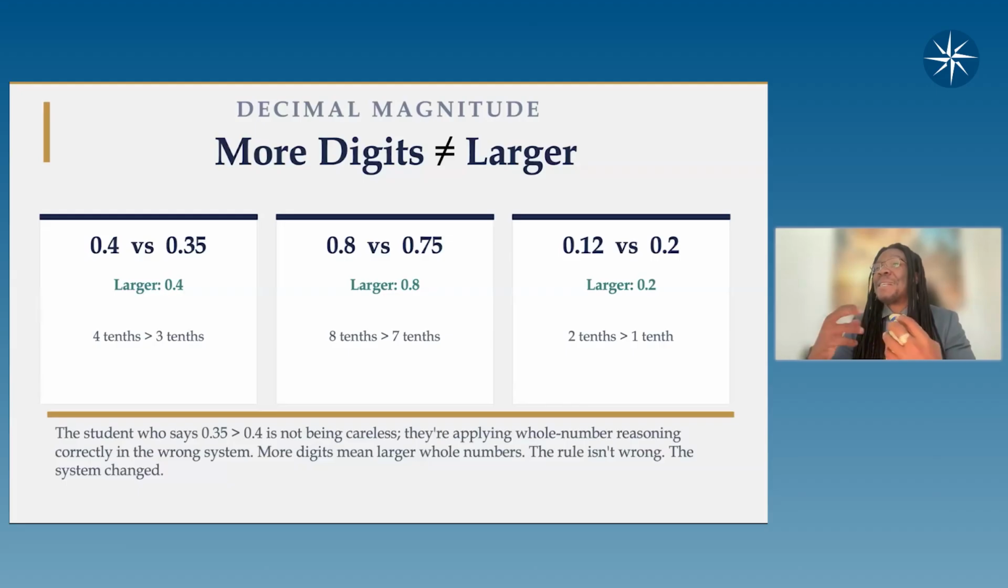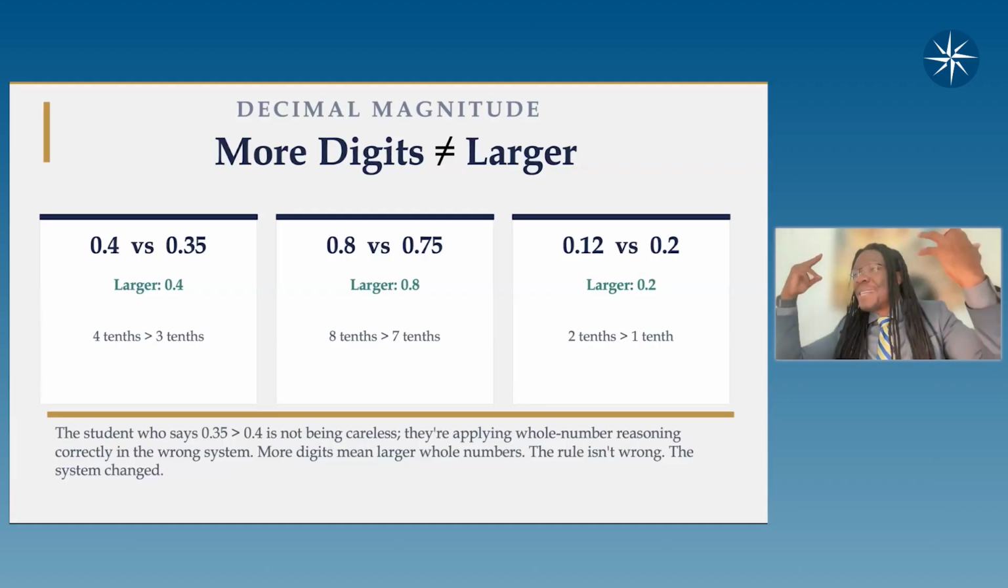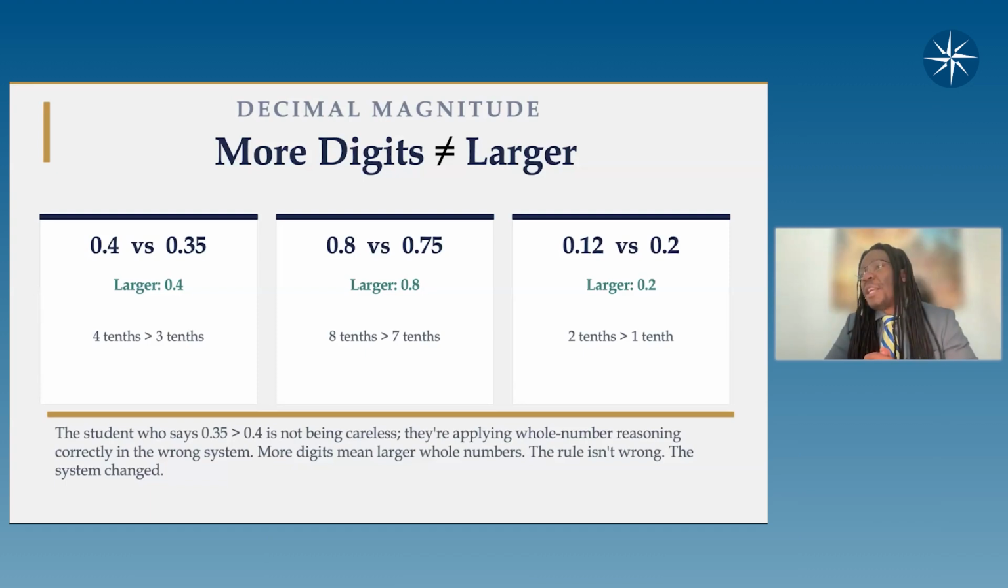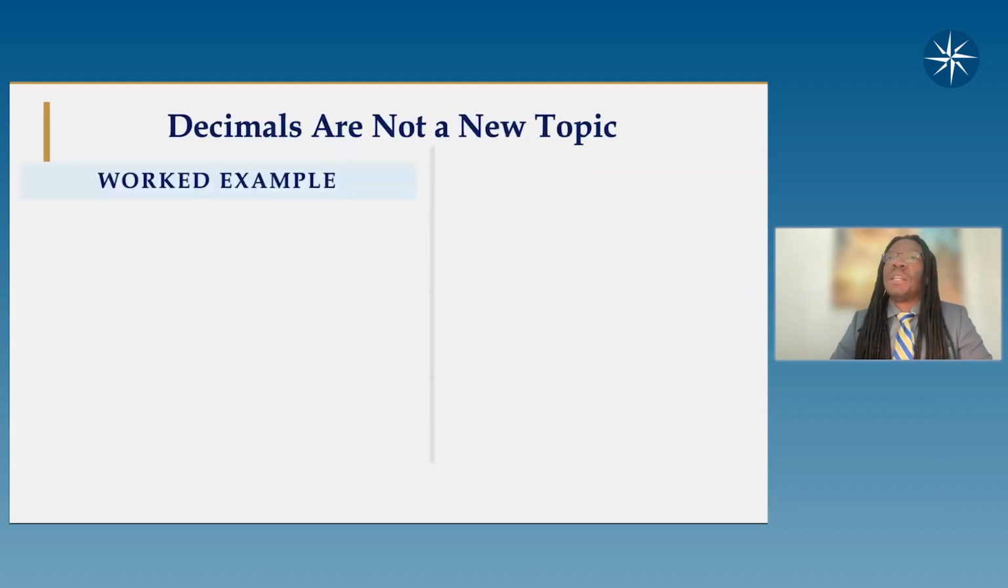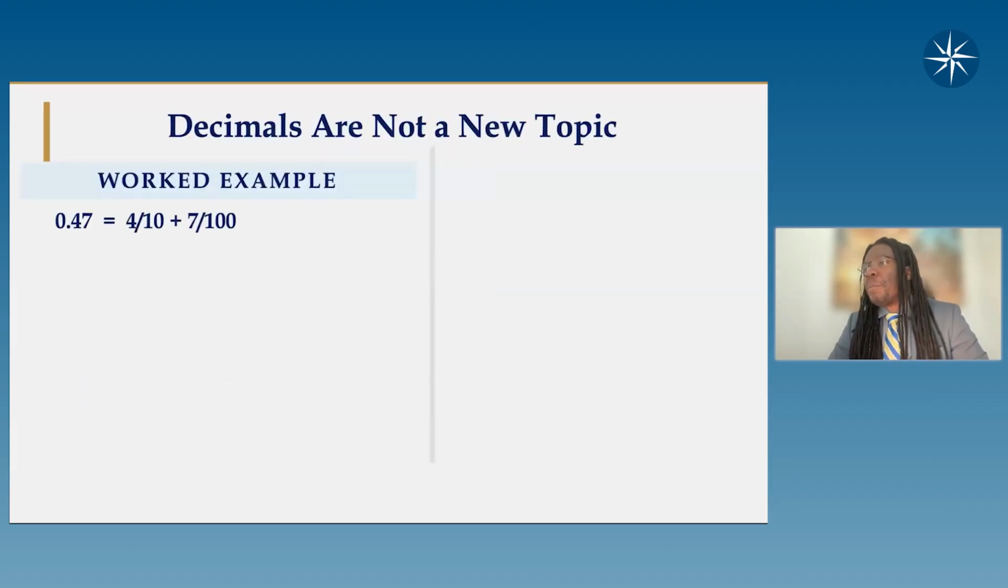And helping them to understand the why, right? The student who says 0.035 is greater than 0.4 is not necessarily careless. They're applying whole number reasoning to a different system of numbers. More digits for them means larger numbers. That is wrong. The system changes, and to help them expose those changes, we can use the place value chart.